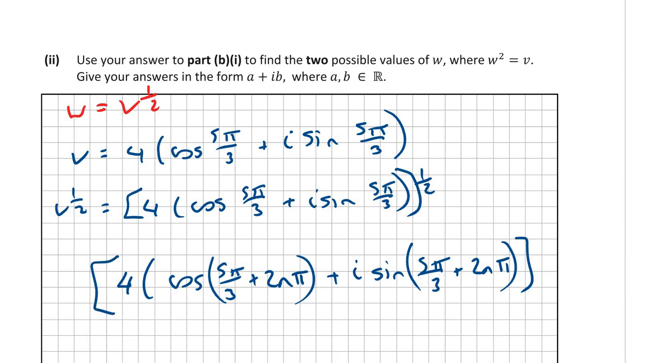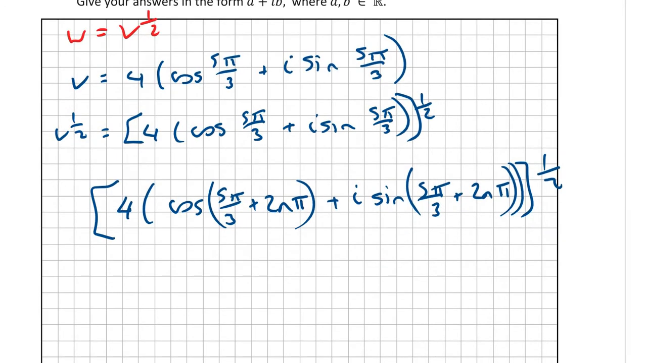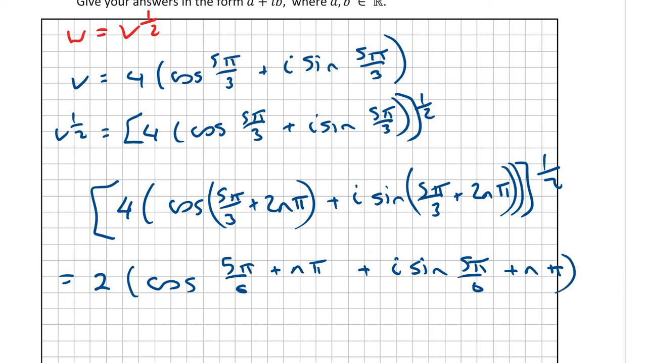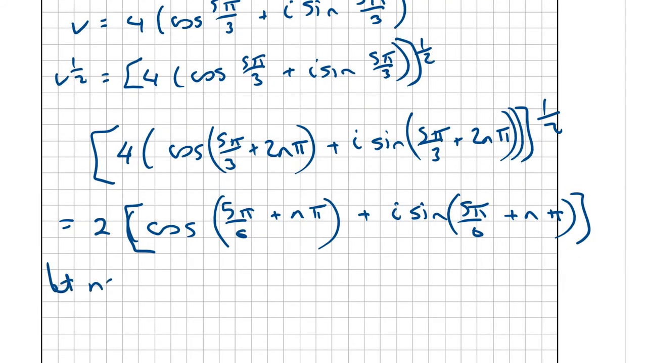So we want that whole thing to the power of a half. Well, that's going to be 2 outside of cos 5 pi over 6 plus n pi plus i sine 5 pi over 6 plus n pi. Now, let n equal 0.